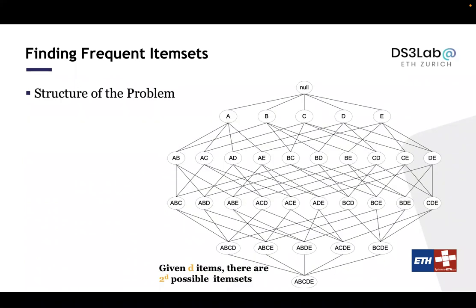The first one is that if you have one item set right in the middle that has a large enough support, in the sense that it is frequent, it means that all the nodes above it, which are subsets, should also be frequent. And if you know a thing in the middle is not frequent, then everything below it, which is a superset, will also not be frequent. That is the fundamental structure that we are going to play with.